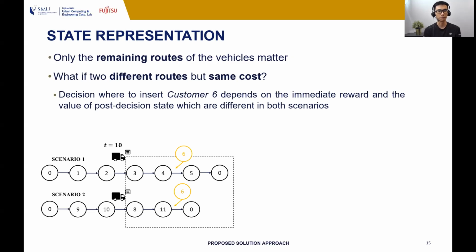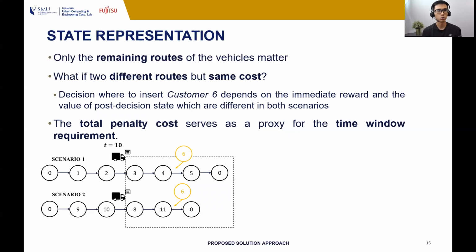In this scenario, for example, scenario 1 and scenario 2 both may have the same cost of remaining routes, but the decision to insert customer 6 will depend on the immediate reward and also the value of the post-decision state, which are different in both scenarios.